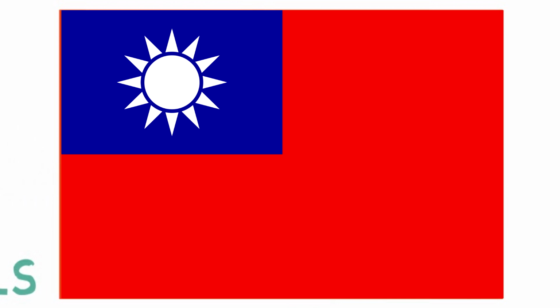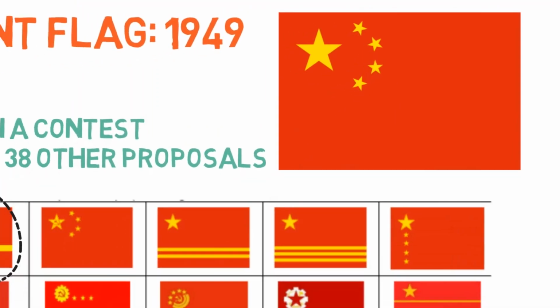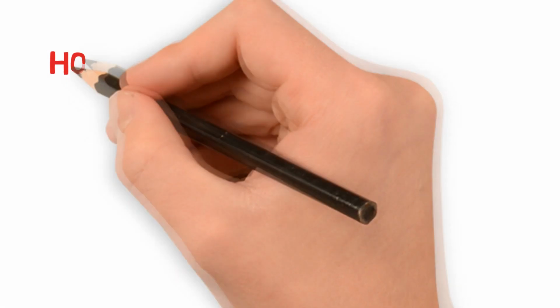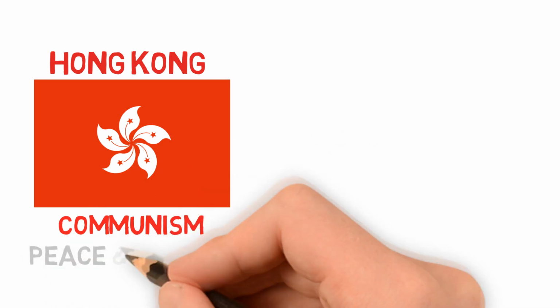Some exceptions do exist in mainland China, like the flag of Hong Kong or Macau, old British and Portuguese colonies respectively. The Hong Kong flag is a white orchid on a red field. The red represents communism and the traditional color of Chinese culture, while the white is supposed to represent the peace and harmony between China and Hong Kong.